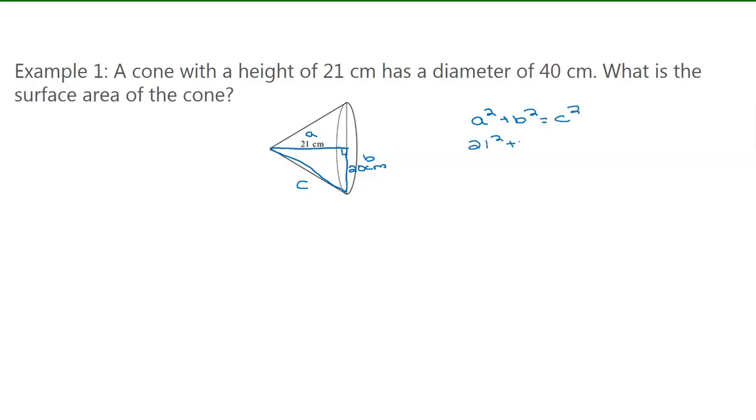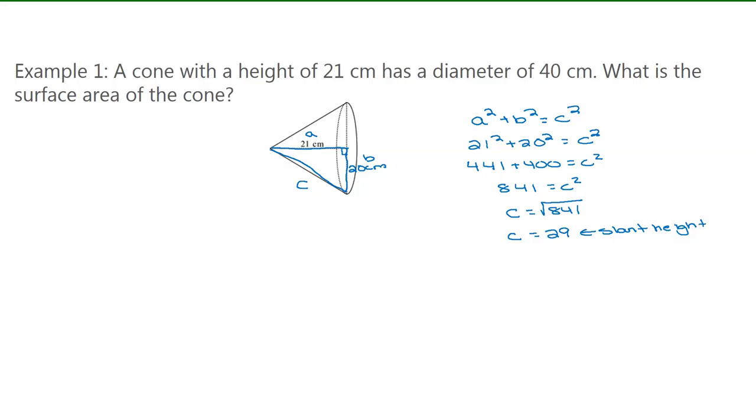21 squared plus 20 squared equals C squared. That's 441 plus 400, which added together gives me 841. So now that 841 equals C squared, in order to find C, we have to find the square root of 841. And on the calculator, I get a value of 29. So that's the value of the slant height.